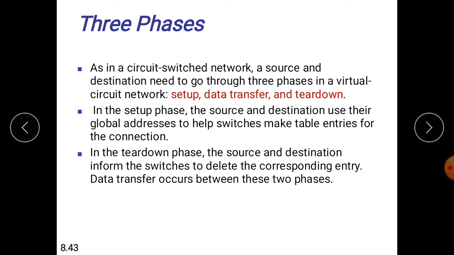What are the three phases in a virtual circuit network? As in a circuit switched network, a source and destination need to go through three phases in a virtual circuit network: setup, data transfer and teardown. In the setup phase, the source and destination use their global address to help switches make an entry in their table. In the teardown phase, the source and destination inform the switches to delete the corresponding entry. The data transfer occurs between these two phases.